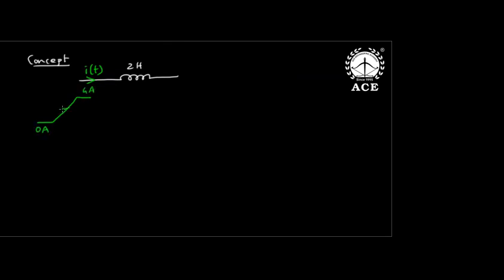Now the current is rising, so here di/dt is positive. Then what is the voltage induced? The induced voltage will be 4 volts, against the current, in this direction.